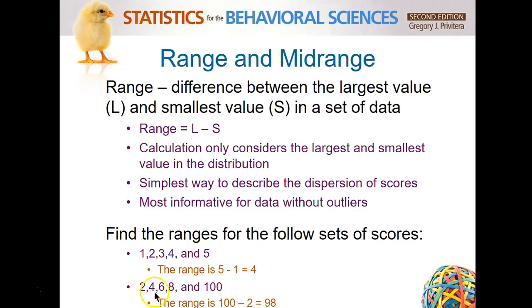Here you have a lot more difference, and the range here is 98. That's your level of variability, because you take the highest, subtract the lowest, and you get 98. So it's basically 98 places between the first one and the last one.